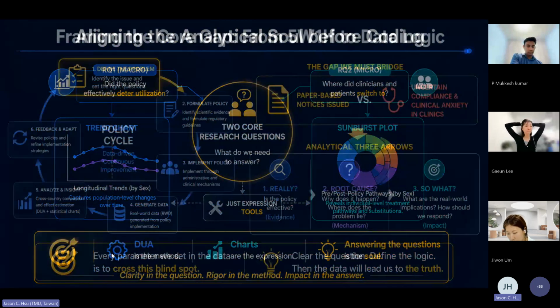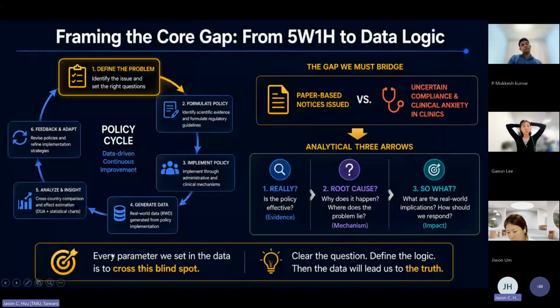So in summary, in our study, we can bridge a massive critical gap in healthcare. On the left-hand side of the gap is the paper-based notice made by the government, like official guidance issued by the regulatory bodies. On the right-hand side, we have clinical anxiety, and the real-world confusion and uncertainty experienced by physicians at the point of healthcare care.